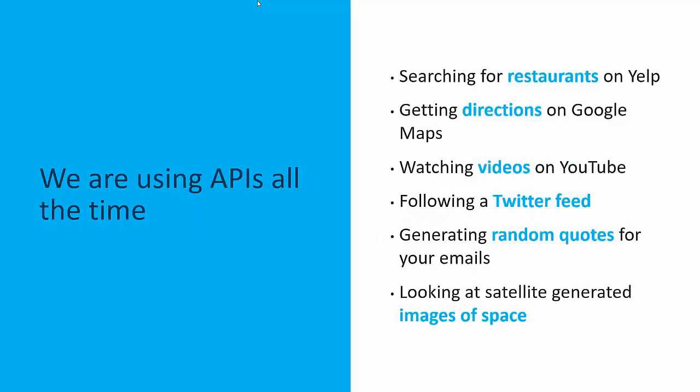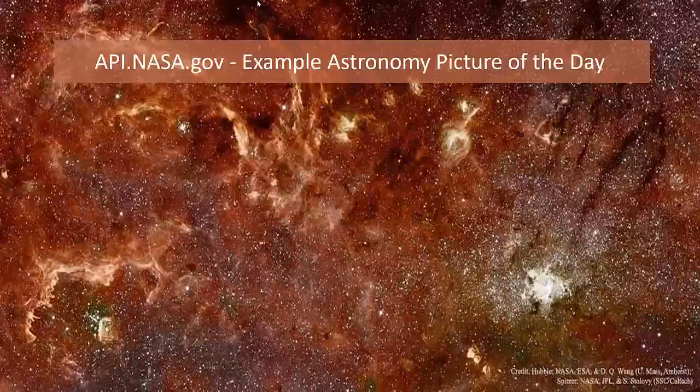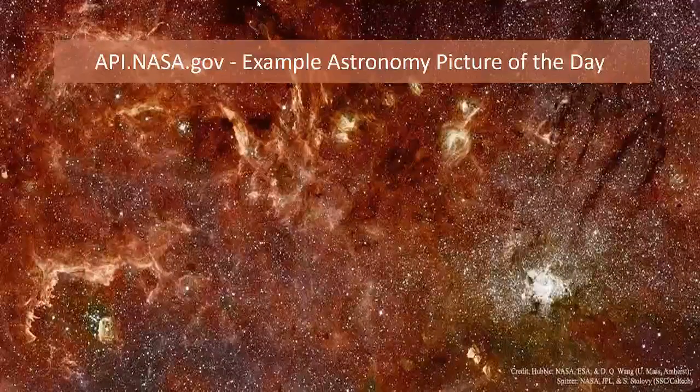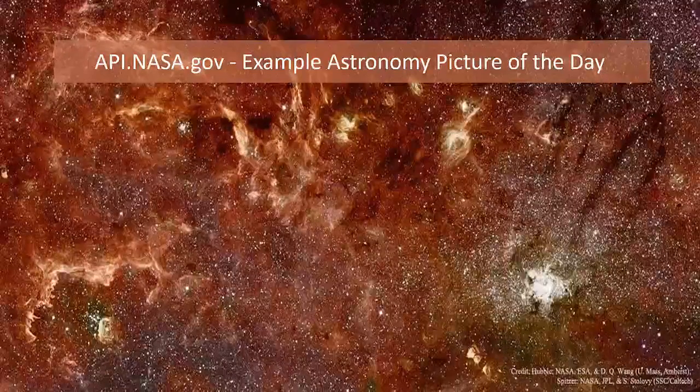We are using APIs all the time. Every time we're searching for restaurants on Yelp, getting directions on Google Maps, or watching videos on YouTube, following a Twitter feed, or generating random quotes for our emails, or looking at satellite-generated images of space. This image is an example of the astronomy picture of the day from NASA. NASA has its own API that you can call to get an astronomy picture every day.